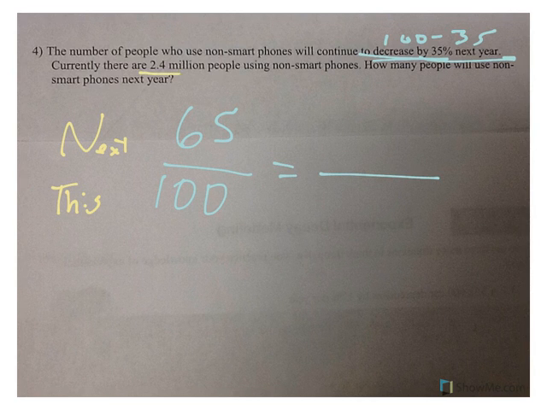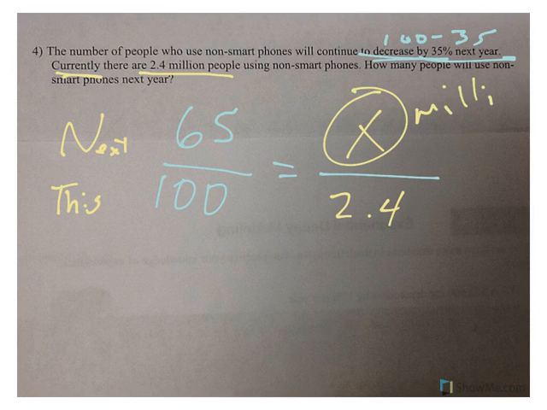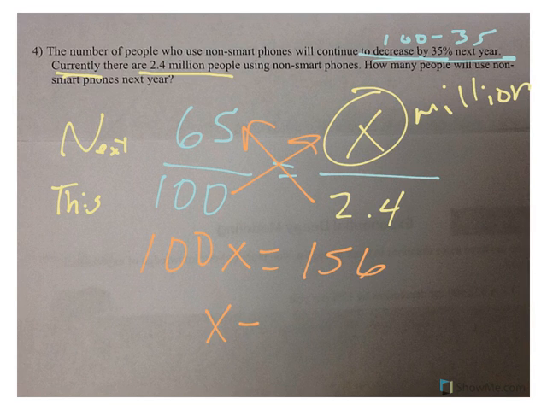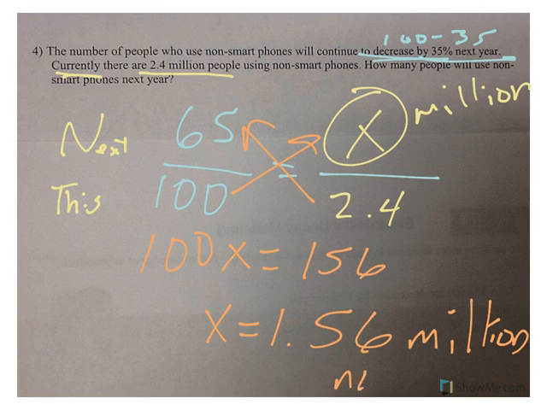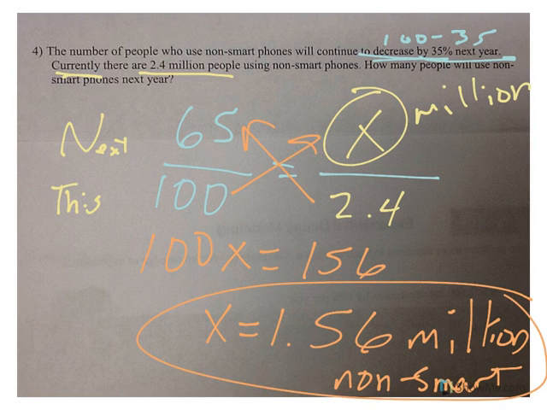This year is currently 2.4 million. I'm just going to put 2.4 with the notion that my answer here will also be in millions. So when I cross multiply, 100x equals 156. X gives me 1.56 million people will use a non-smartphone next year. My dad will be one of them.